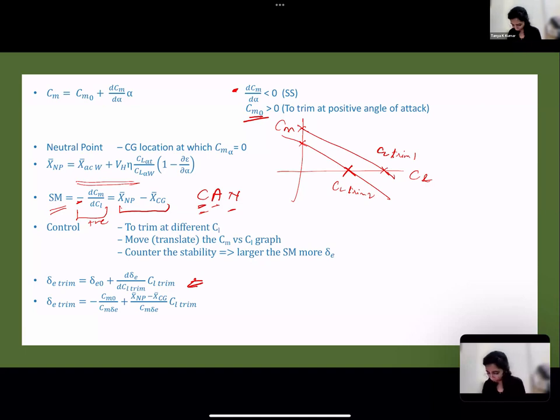Again, this graph has a negative slope. Okay, so this is delta E trim and this is CL, and you have a negative slope. Why? Because your xnp minus xcg is positive for a stable aircraft, and the Cm delta E, we've studied, is negative. Okay, so it has a positive intercept, negative slope, just like the Cm versus Cl graph.